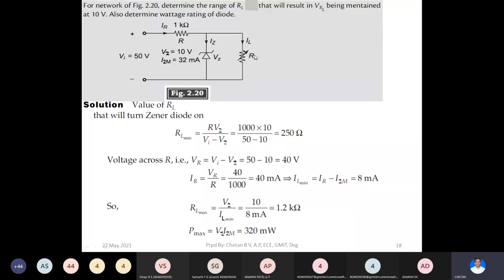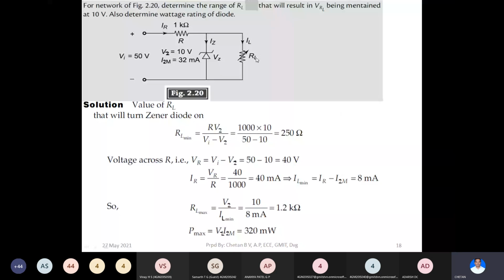And what is IR? IR is simply VI minus VZ. So the potential at this point is VZ. So the potential difference would be VI, which is the potential at this point, minus VZ. So VI minus VZ is the potential difference divided by R. So on one side of the equality, you have Vi minus Vz divided by R, and on the other side of the equality, you have this Vz divided by RL. Therefore, if you cross multiply and find the value of RL, your RL would be this much.